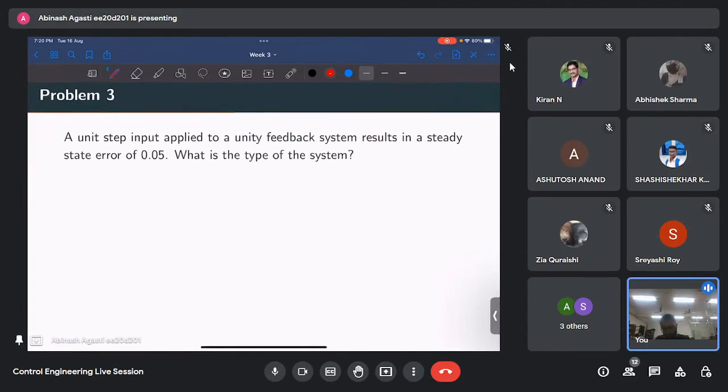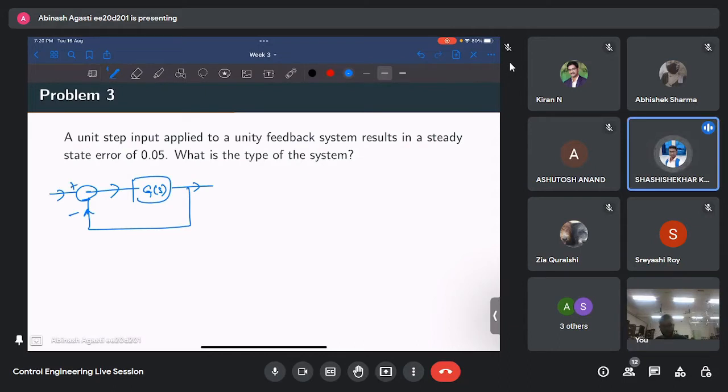A unit step input is applied to a unity feedback system and it results in a steady state error of 0.05. So what is the type of the system? So what we have is some system G of s. We are giving unity feedback. Type of the system is 0, sir. Yes, correct. We'll get to that. And we are giving unit step.